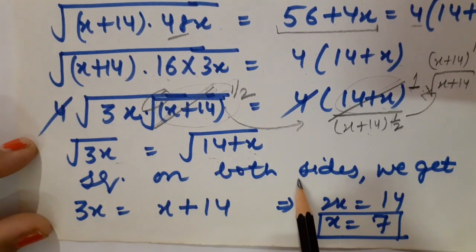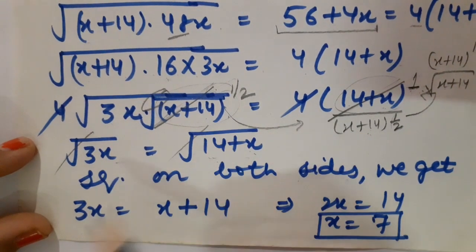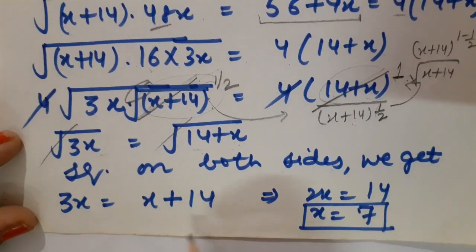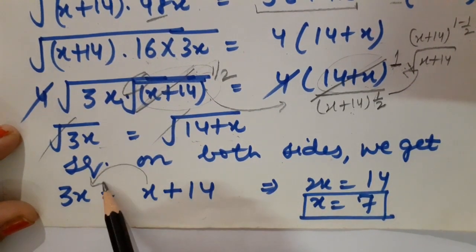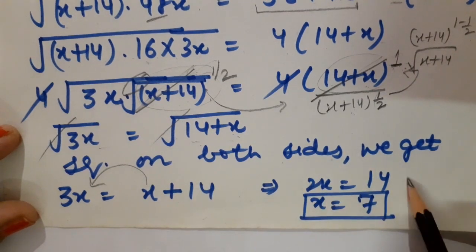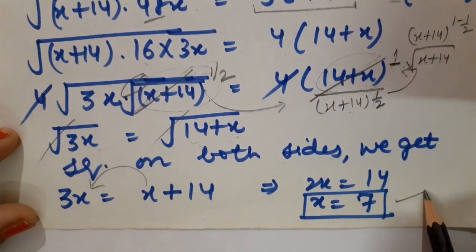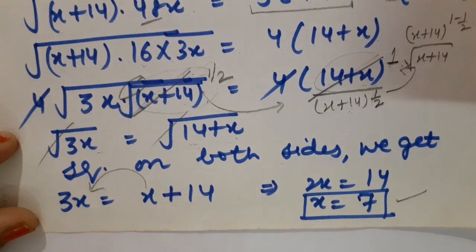Now squaring on both sides. When I square on both sides, this root is going to be cancelled. So I have got 3x is equal to x plus 14. So this x is going to the left hand side, that is 2x is equal to 14. So what is the value of x? x is equal to 7.